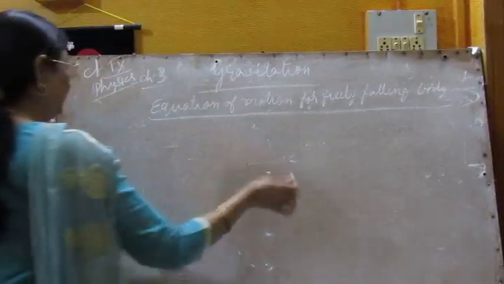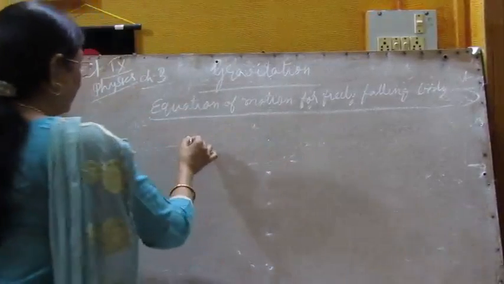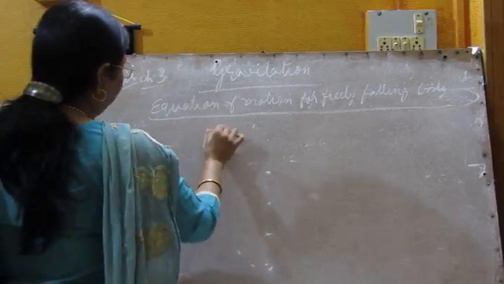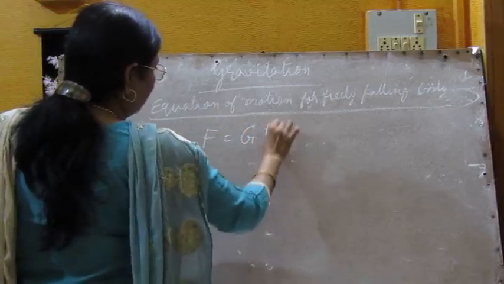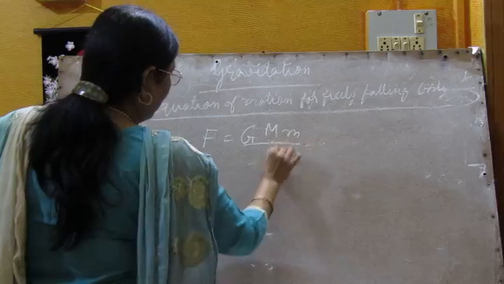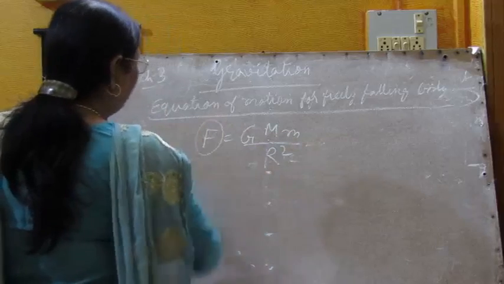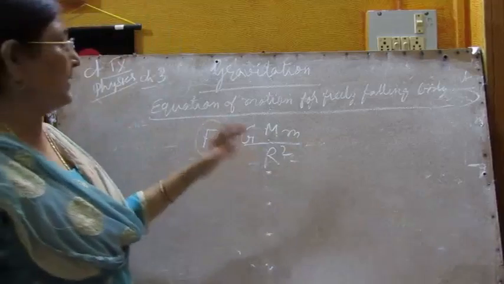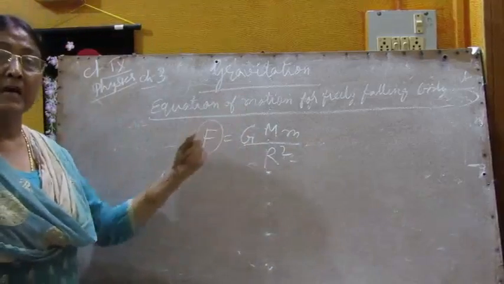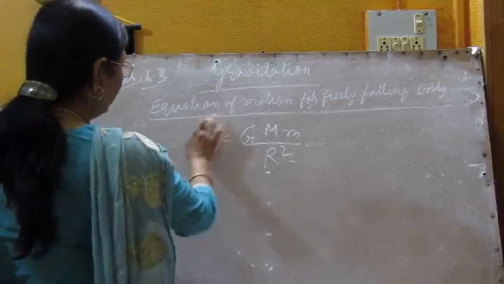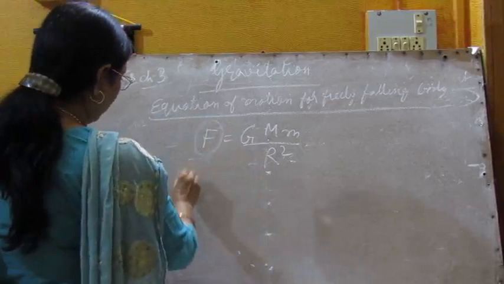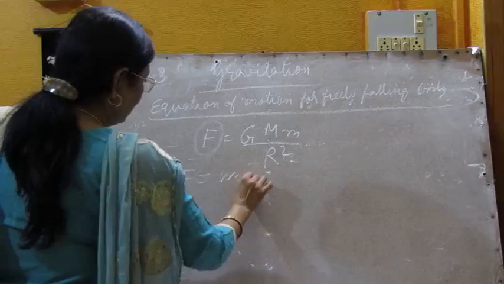Now I am telling you the variations of acceleration due to gravity. I already told you, for your clear conception, the relation I have given: F equals G capital M and small m by r square. This is the force of gravity, the force by which the earth is attracting objects towards its center. Now we know by this that the force equals the weight of the object.